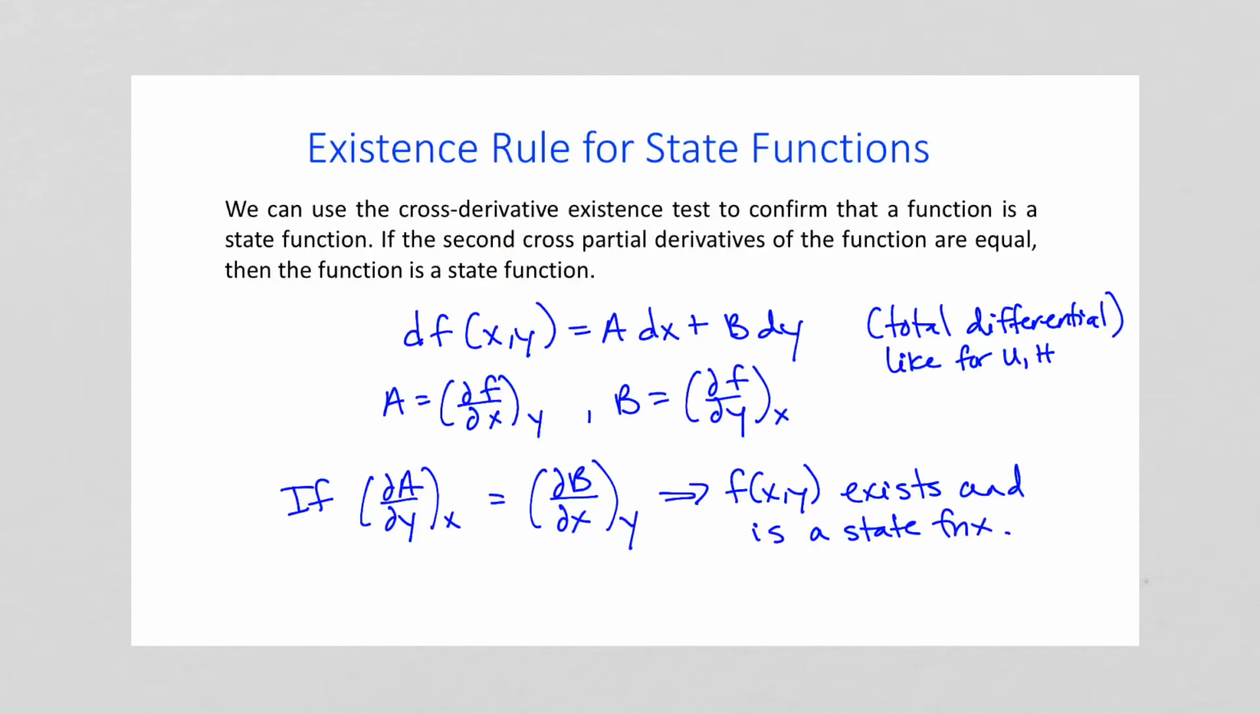So if your second cross partial derivatives are equal, then that function exists and we have a state function. We already know that about u and h, but this is the method that you would use to ensure that your function exists and it's a state function. Let's do an example to illustrate how to use the existence rule.